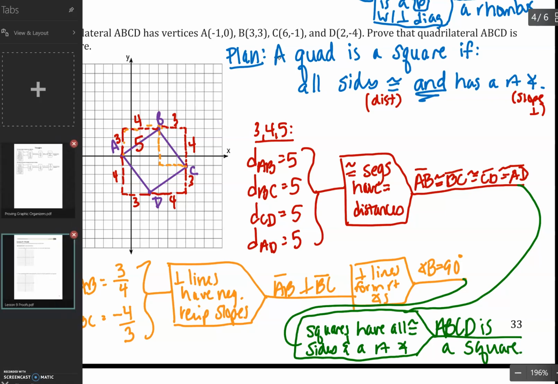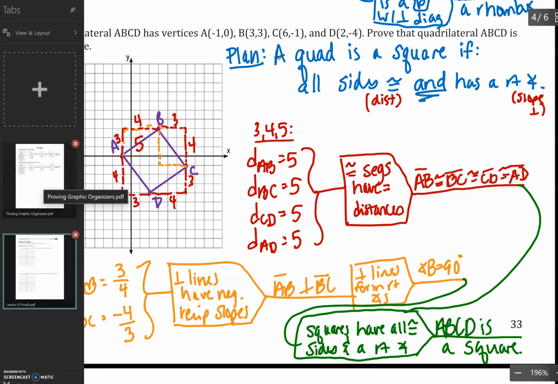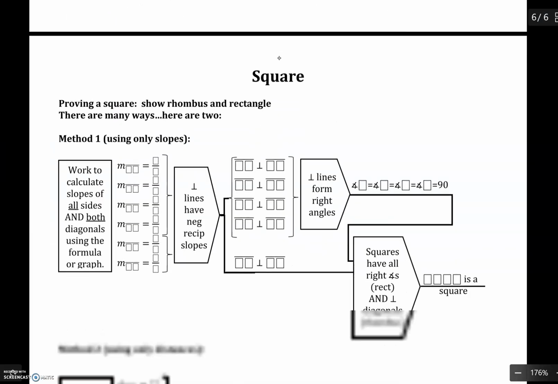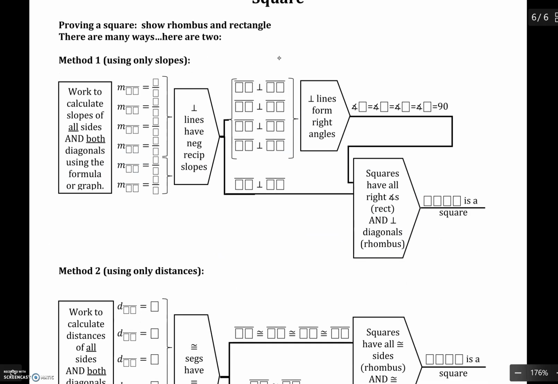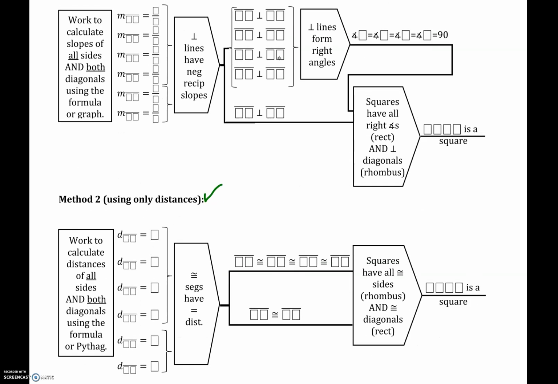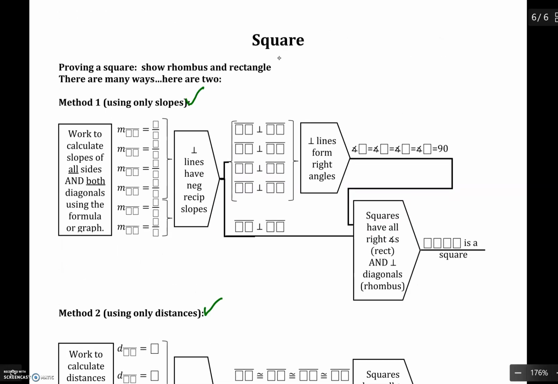Okay, if you do go to the back, you can pause here if you need to, and you look at square, you can see you would be able to do this also by using only slopes and only distances if you prefer. So if you do prefer that, you can show that you have all four right angles by doing all the negative reciprocal slopes. And I showed that method. Or all the distances because your diagonals would be congruent and all the sides would be congruent. I'm not going to show that version.